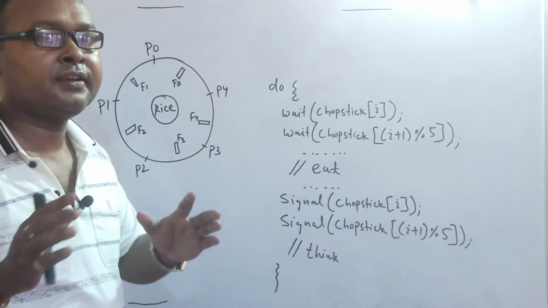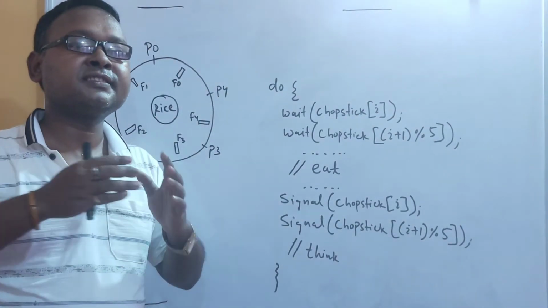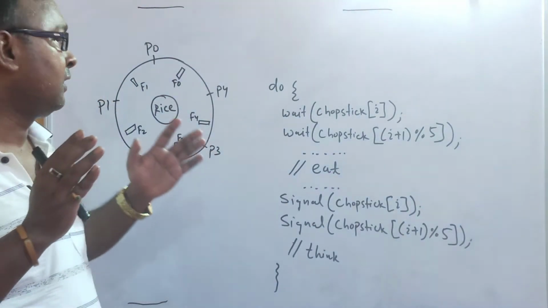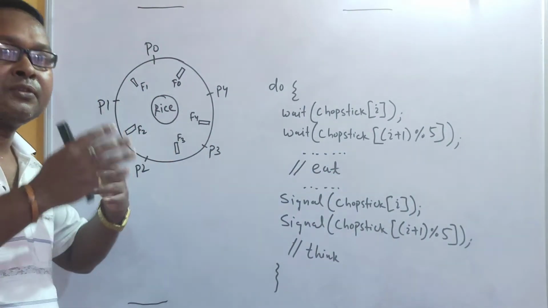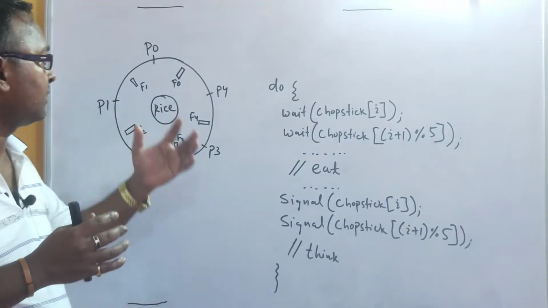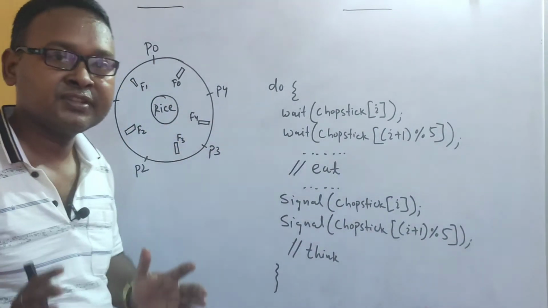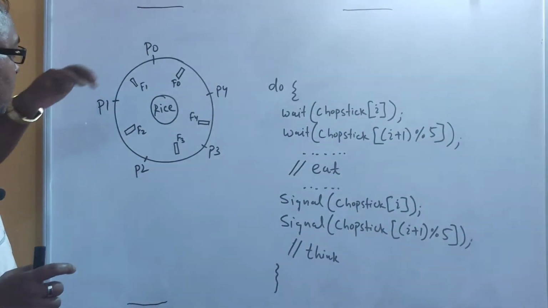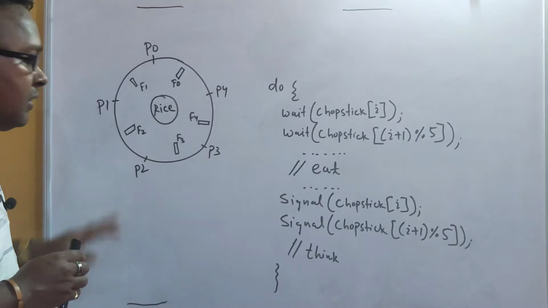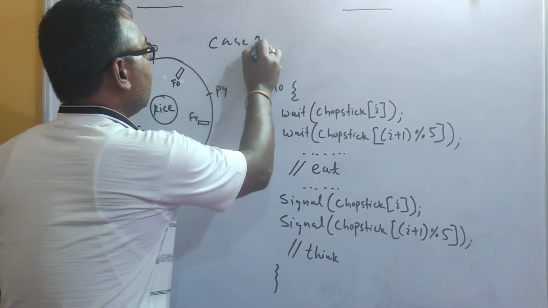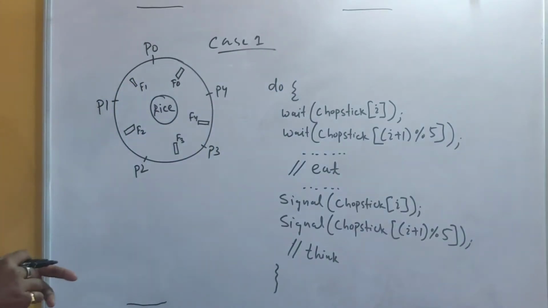So I will take a case-wise situation, 3 cases I will take, and I will try to make you understand how the synchronization will be happening properly, so that all the philosophers can quench their hunger, right? So I will take the case number 1 first. In this I will try to discuss.